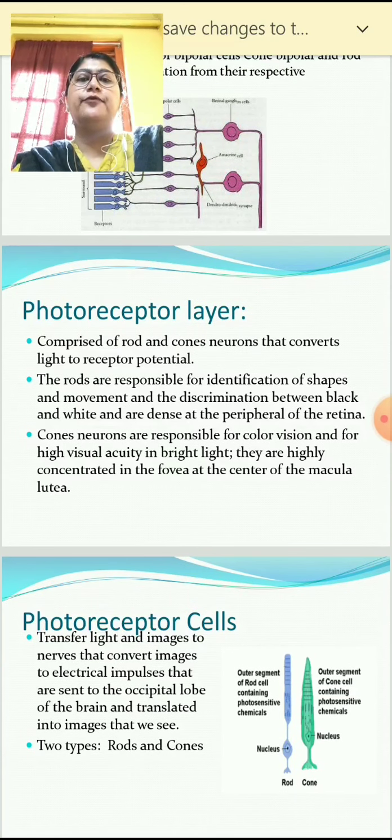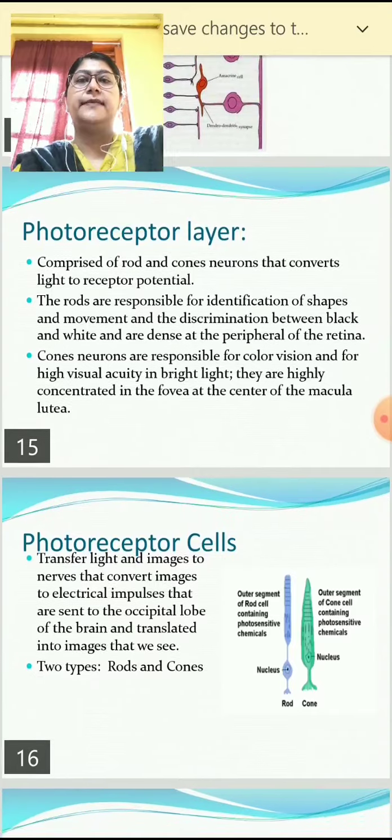Rods are responsible for identification of shapes and movement and the discrimination between black and white, and are dense at the peripheral of the retina. Cones are responsible for color vision. This is very important. They are responsible for color vision and for high visual acuity in bright light. They are highly concentrated in the fovea at the center of the macula lutea.